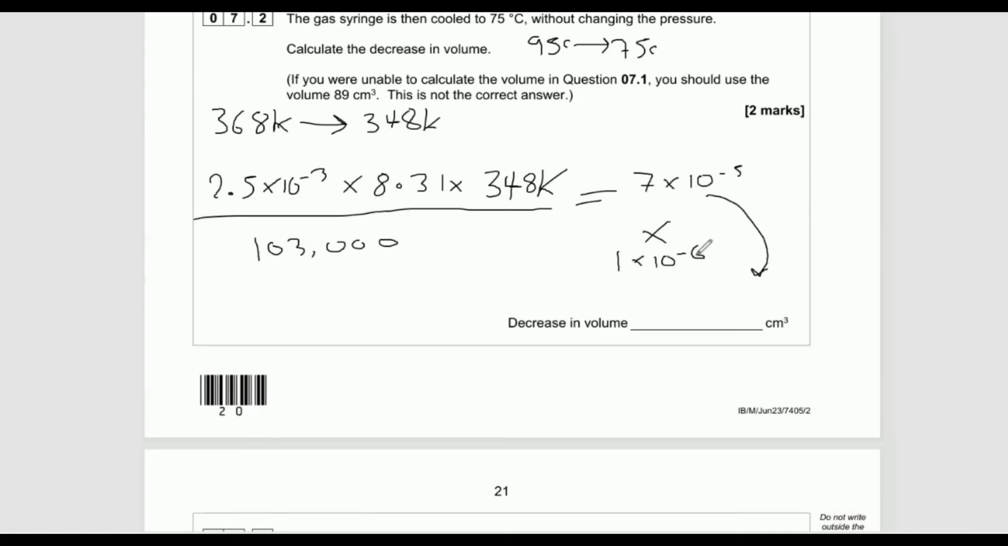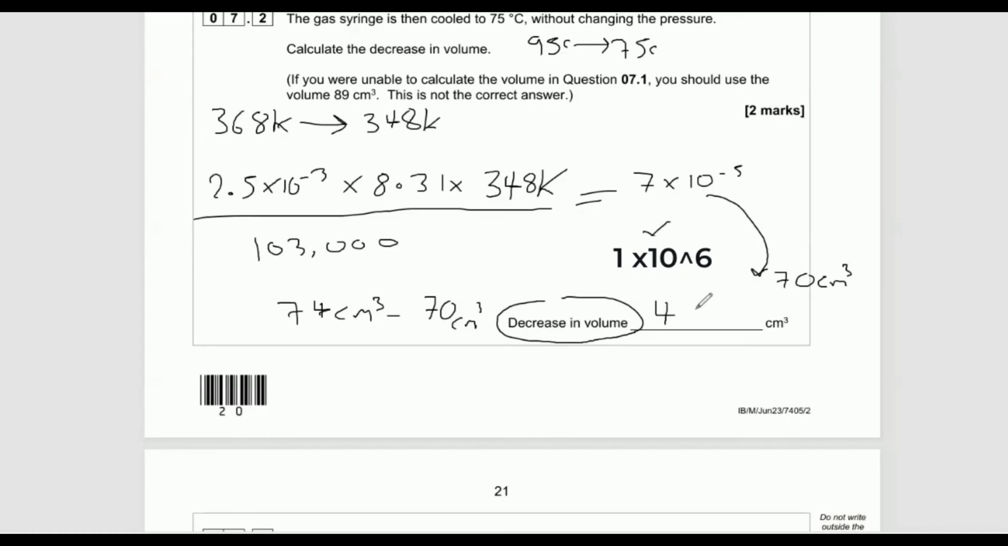Now, once again, I need to times by 1 times 10 to the 6, not 1 times 10 to the minus 6. Oops, I nearly wrote that. And that's going to give us like 70 centimeter cubed. But of course, that's not your final answer. That's only 1 mark, all that work. It said the decrease in volume, which I've just circled here. So 74 from the original volume in the original question, minus 70 centimeter cubed, equals 4 centimeter cubed.